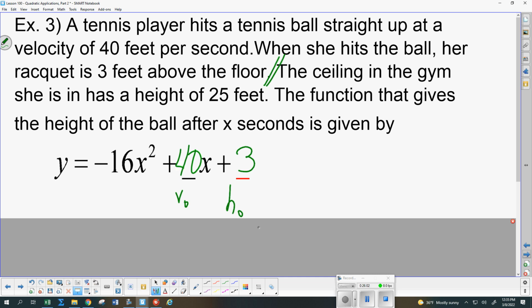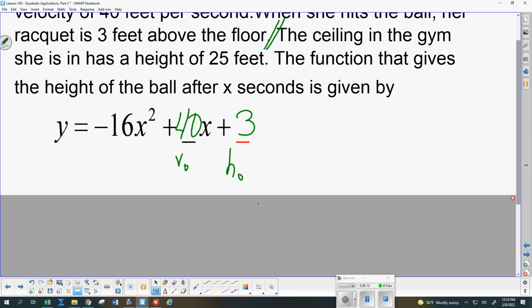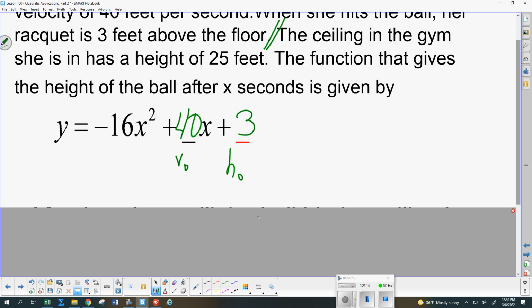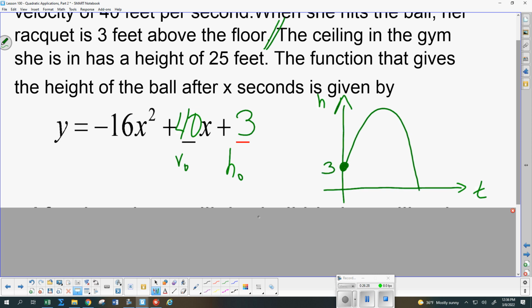So clear your scratch pad or your scratch pad graphing screen, or go to a new page in your document and enter this. And we want to be able to draw a graph of that much. So as usual, this is T, this is H, and I'm starting at 3, and I'm going to hit the ball, and it's going to go up and down, and I'm going to label that 3.